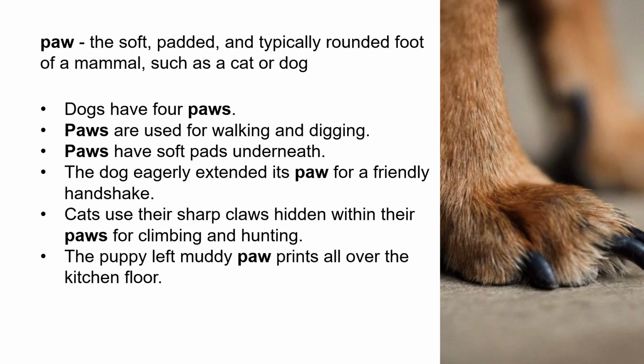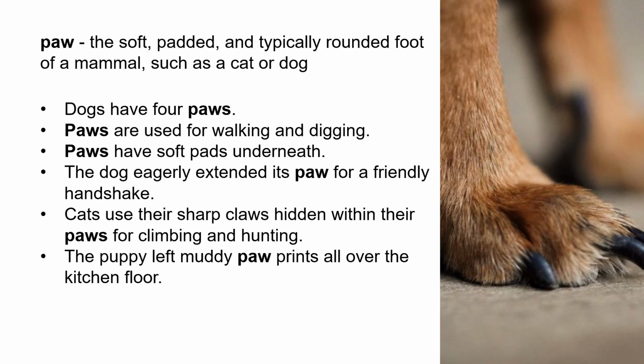Paws have soft pads underneath. The dog eagerly extended its paw for a friendly handshake. Cats use their sharp claws hidden within their paws for climbing and hunting. The puppy left a muddy paw print all over the kitchen floor.